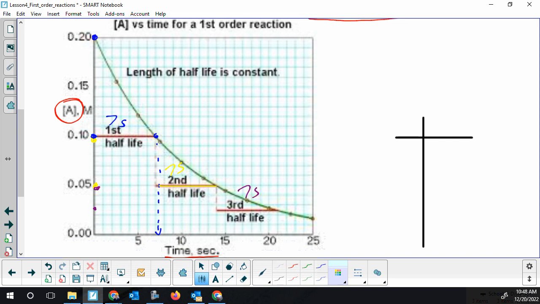So every 7 seconds, it's going to cut in half. So we can make predictions, or if we know that the chemical has gone from the beginning to 1/8, we can actually figure out how many halves that is and what the half-life would be. So let's say you're told the half-life is 10 seconds.